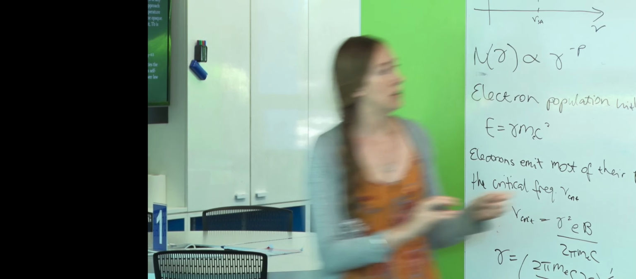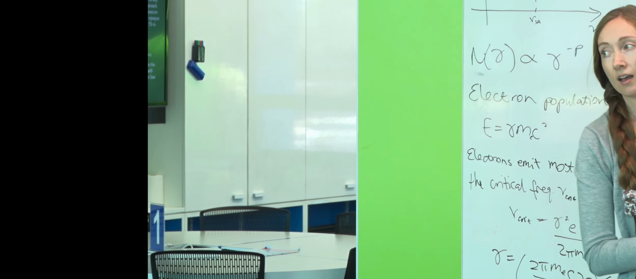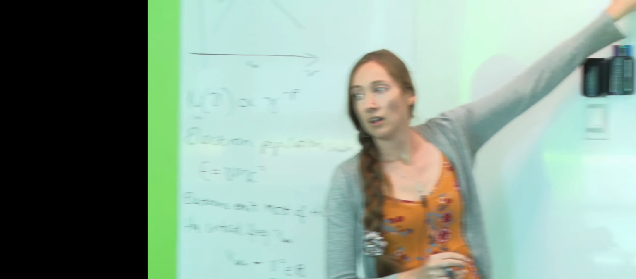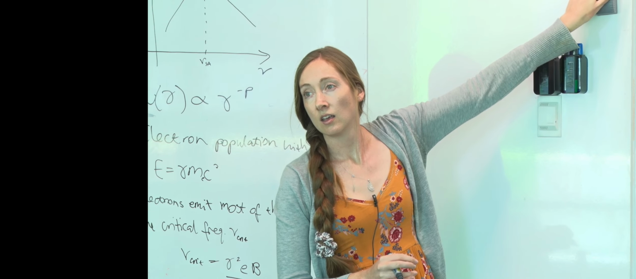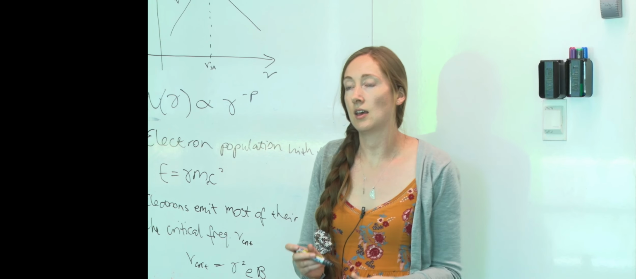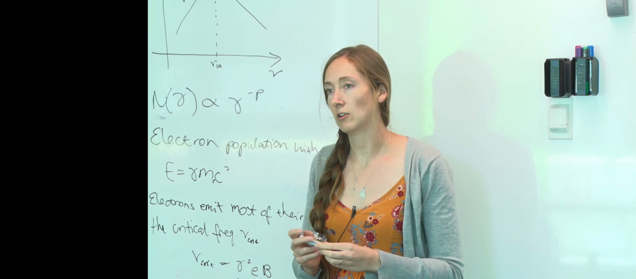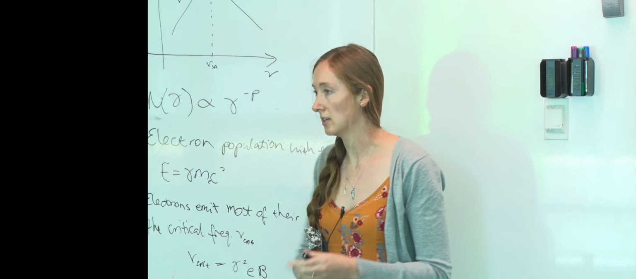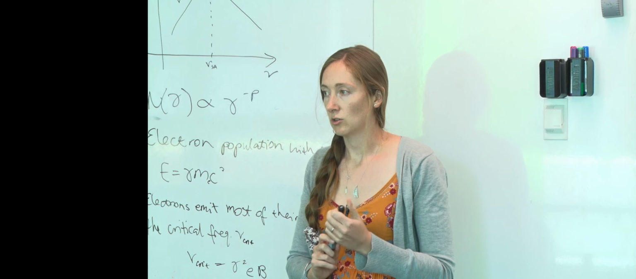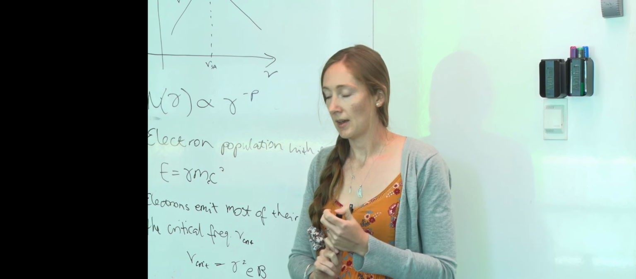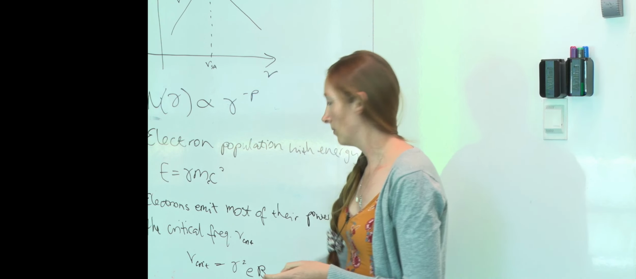Small question. Is the critical frequency depending on the power law index of the distribution of the population? It does, but not directly in this approximation. But yes, it should. I think there are some things in here that will depend on that.